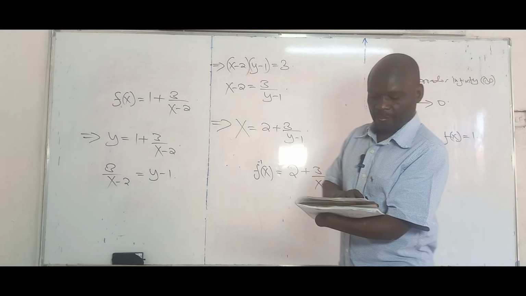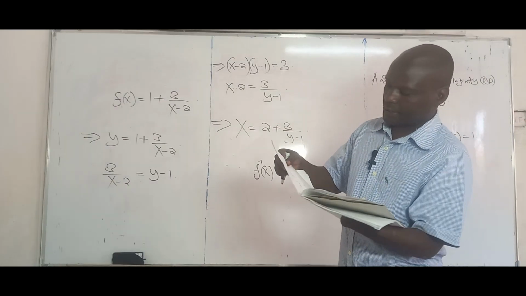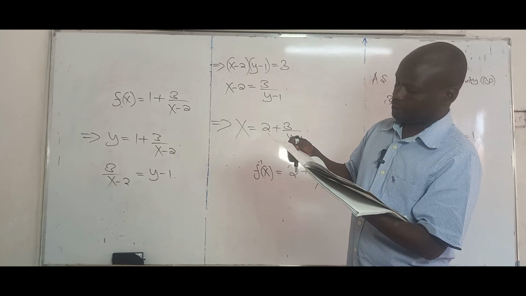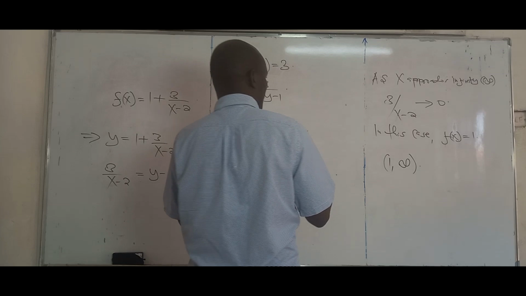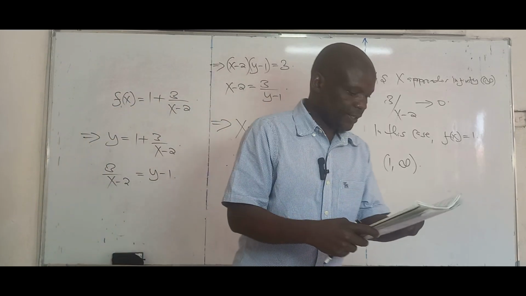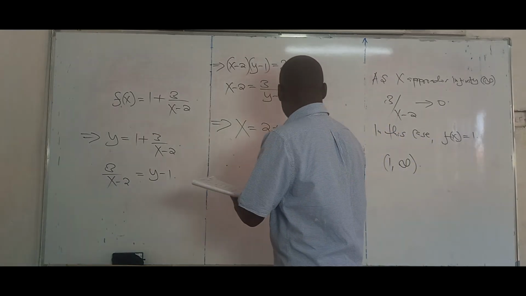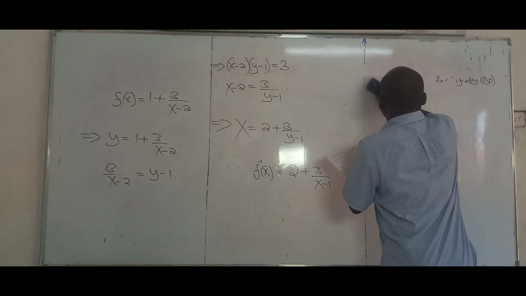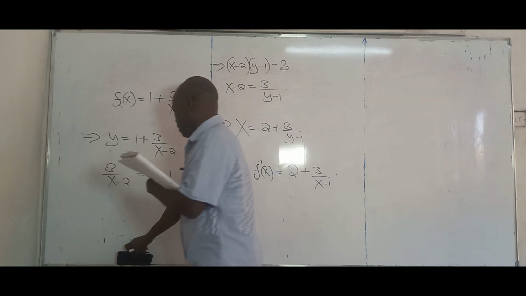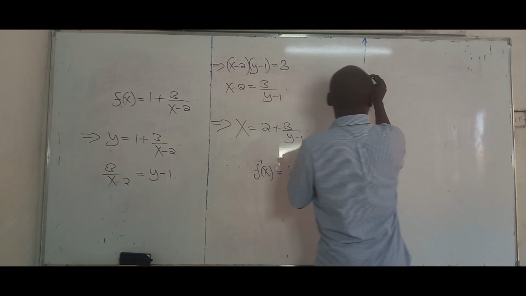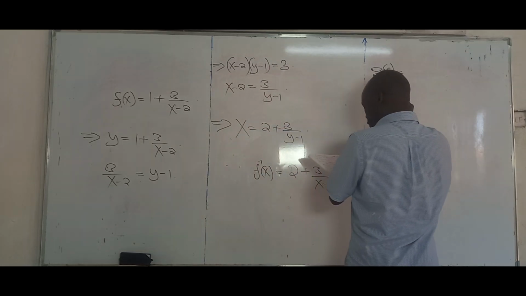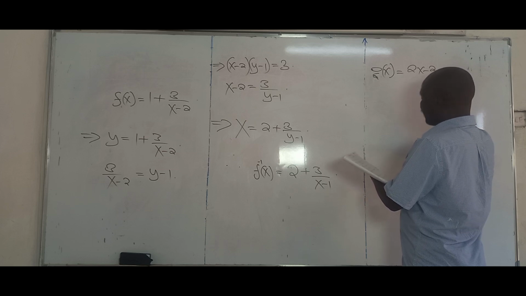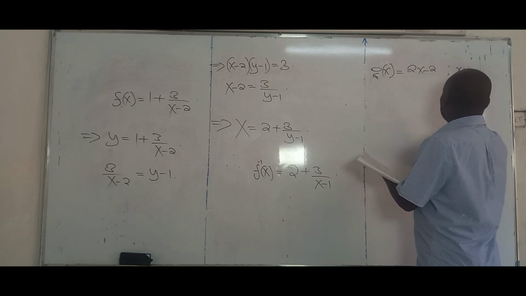So that takes care of part B. Yes, that takes care of part B. And so we move to part C, and we see that the function g is defined by g of x equal to 2x minus 2 for x greater than 0.